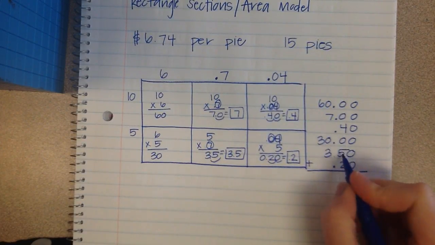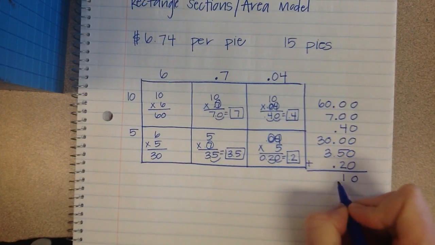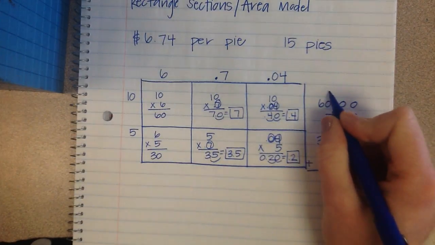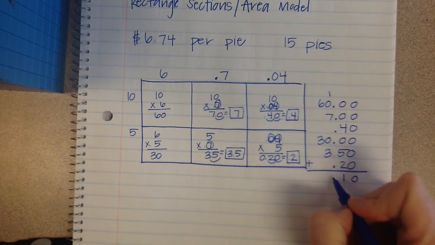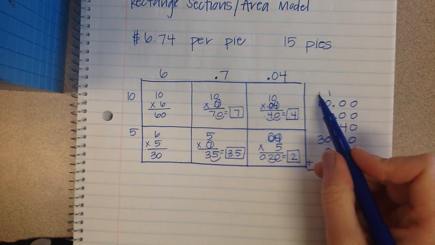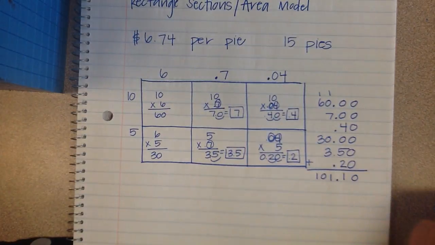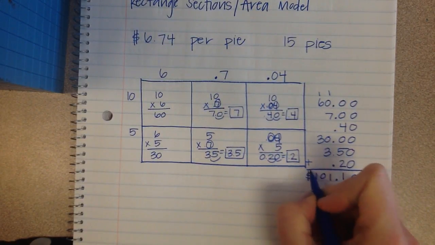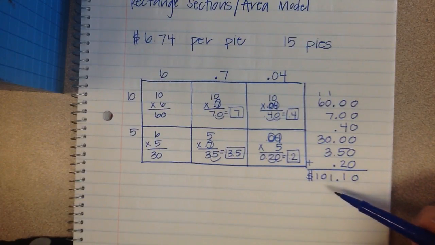0, 4 plus 5 equals 9, plus 2 equals 11, so I'm going to put a 1 there, bring my decimal down, carry my 1. 7 plus 3 equals 10, plus 1 equals 11, carry my 1. 6 plus 1 equals 7, plus 3 equals 10. So according to my math, I would need $101, or it'll cost $101.10.